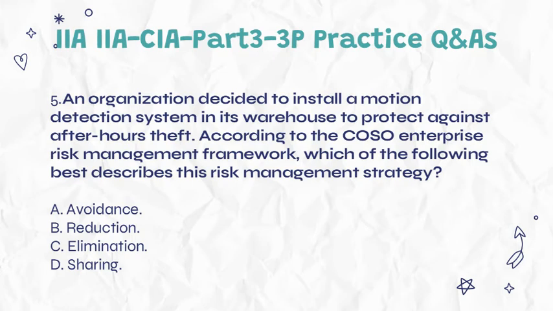5. An organization decided to install a motion detection system in its warehouse to protect against after-hours theft. According to the COSO Enterprise Risk Management Framework, which of the following best describes this risk management strategy? A. Avoidance. B. Reduction. C. Elimination. D. Sharing.